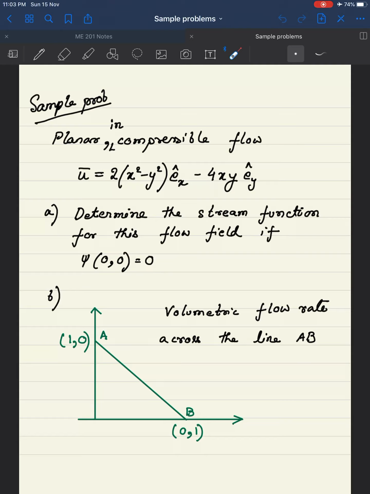The second question concerns 2 points A and B which are provided, and they are (1, 0) and (0, 1), and you are being asked to figure out the volumetric flow rate across the line AB.